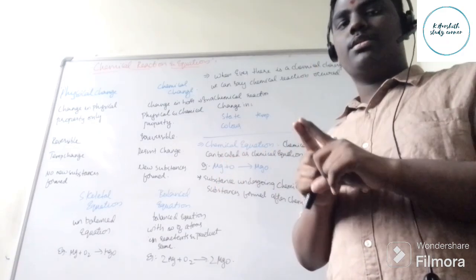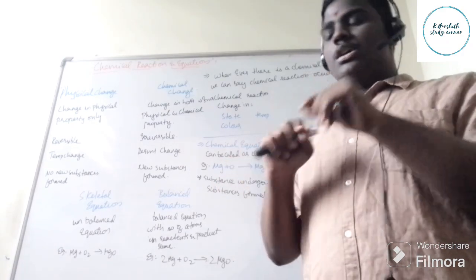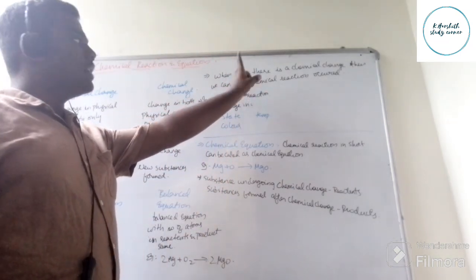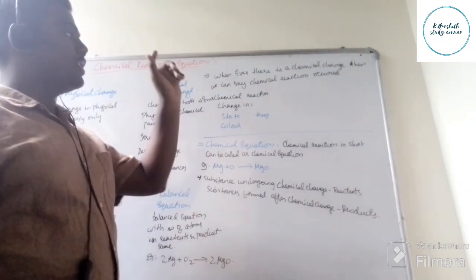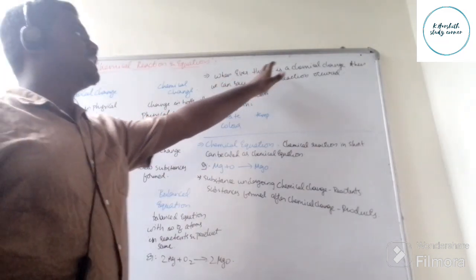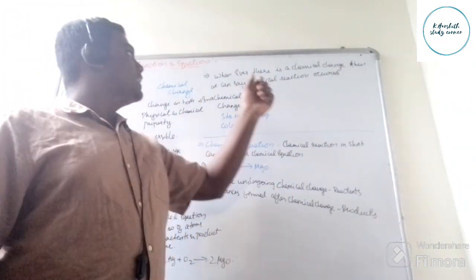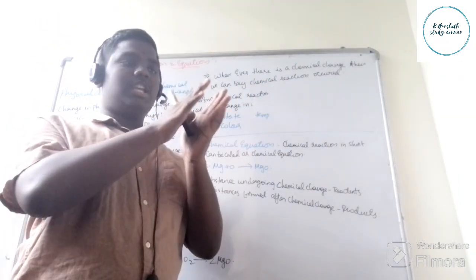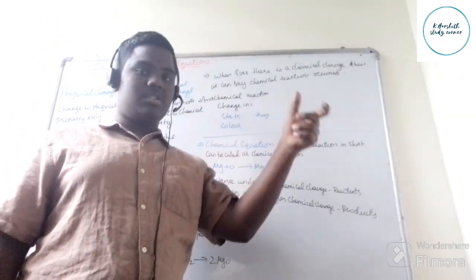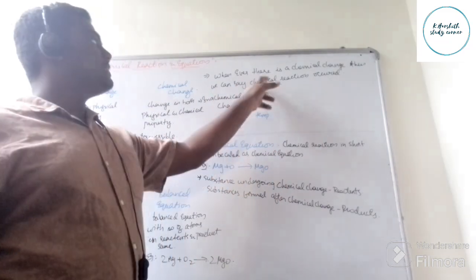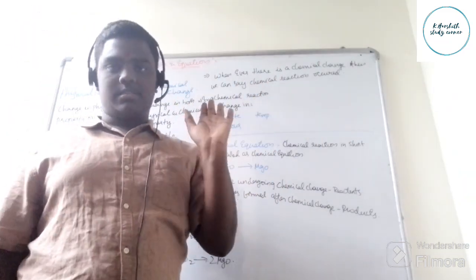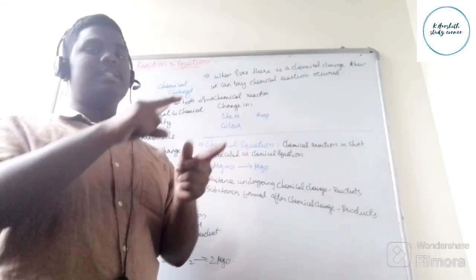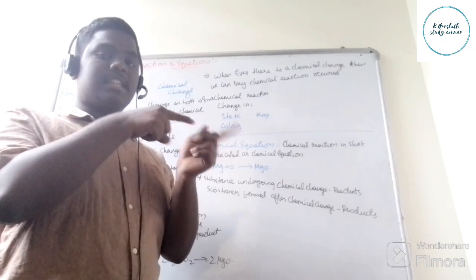Now, as we've understood the difference between physical and chemical change, let us enter into the definition of what you call a chemical reaction. Whenever there is a change in the chemical property, then we can say that a chemical reaction has taken place. If suppose there is a change in the chemical property in a particular reaction, then we can say that yes, there has been a chemical reaction. Whenever there is a chemical change, we say it's a chemical reaction.